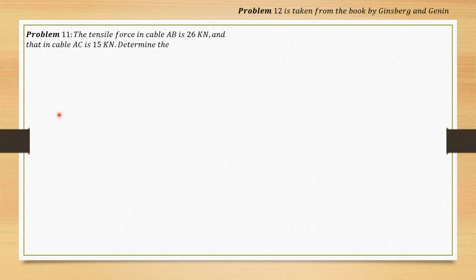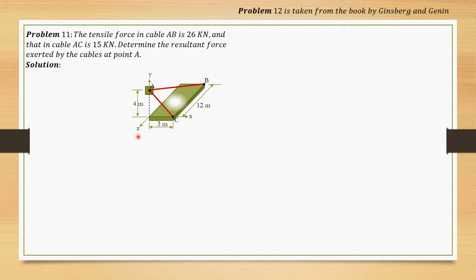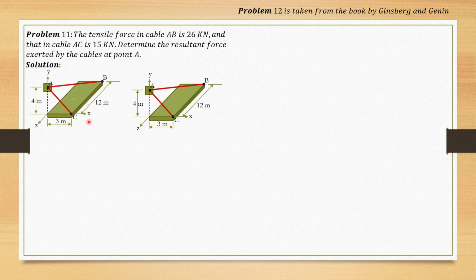Okay, let's proceed to problem 11. The tensile force in cable AB is 26 kilonewtons and that in cable AC is 15 kilonewtons. Determine the resultant force exerted by the cables at point A. So for the solution, let's have the figure first. Take note that tension in cable AB is 26 and in AC is 15 kilonewtons.